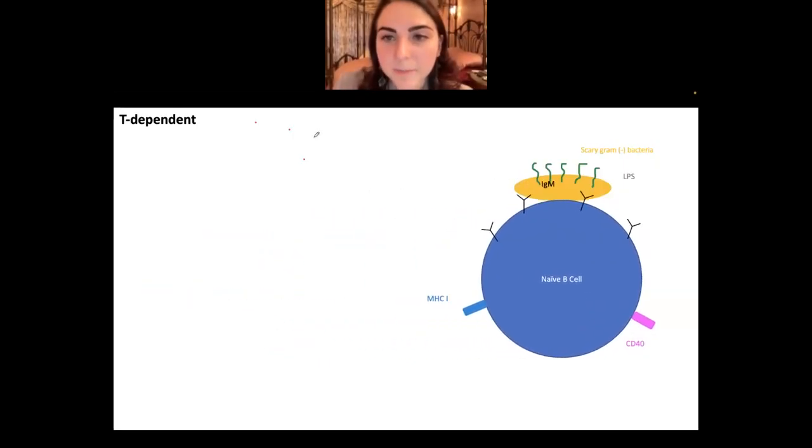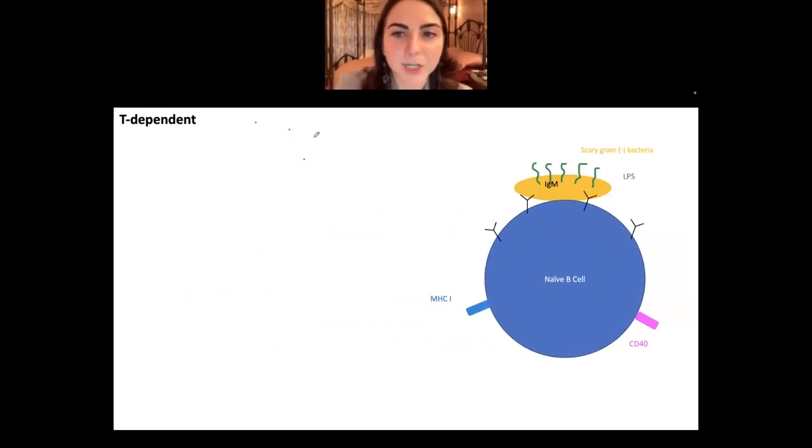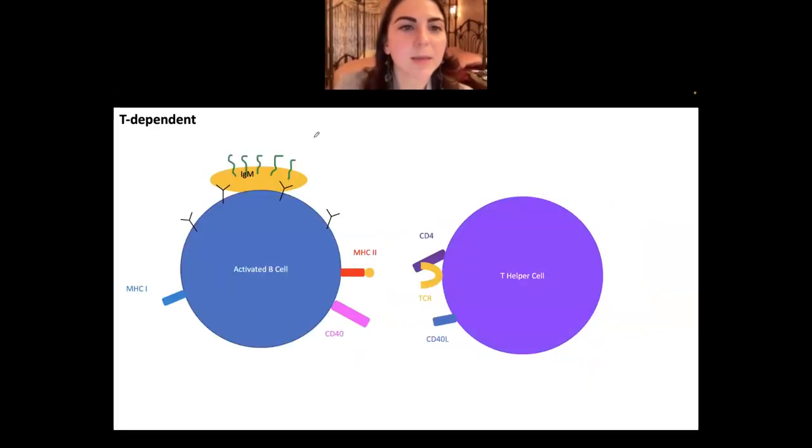So it's going to go up to the gram-negative bacteria and bind to it. And it's going to be like, oh, okay, here's an antigen. It's going to process this antigen and load it onto an MHC class 2, because it wants to do antigen presentation. It's an APC. It's going to take this exogenous pathogen and load it onto an MHC class 2 in an endosome. And then it's going to find a CD4 positive T helper cell.